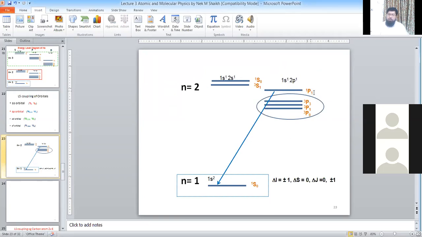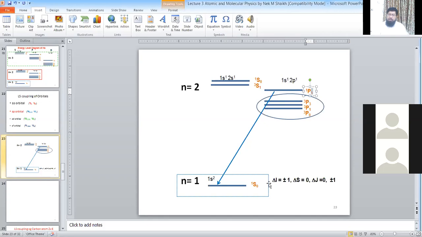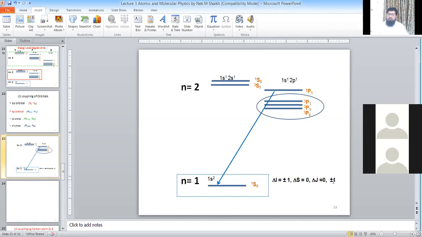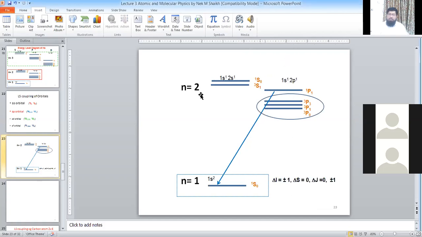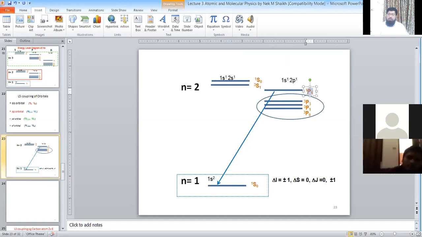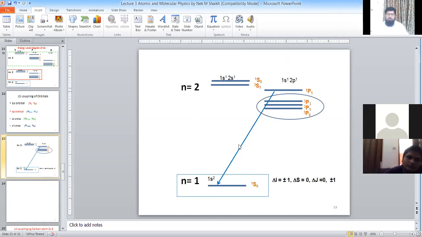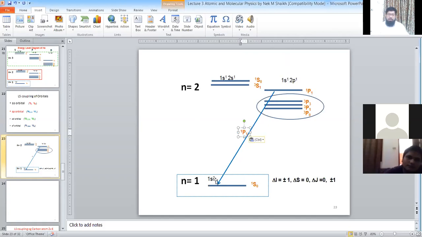This J value in this case is 1. Here in this case the J value is equal to 0. So therefore delta J is equal to plus minus 1. So these are the selection rules for the transition. So the only transition from n is equal to 2 to n is equal to 1 is from 1p1 to 1s0. So the only transition is from 1p1 to 1s.